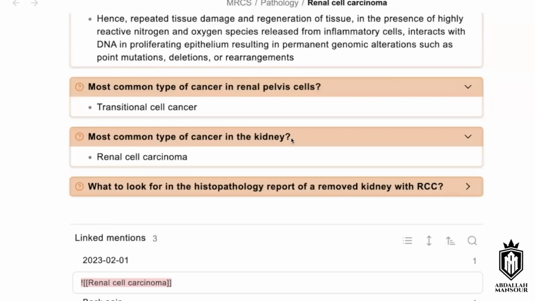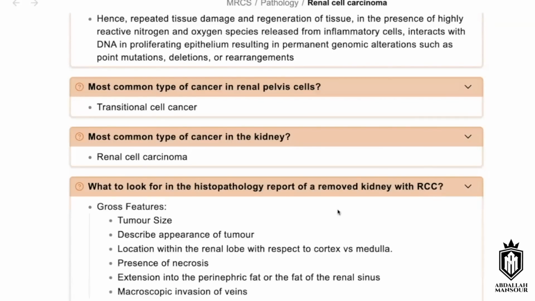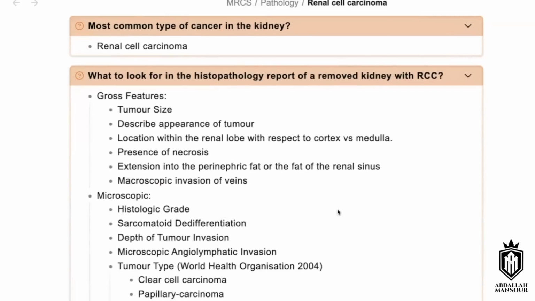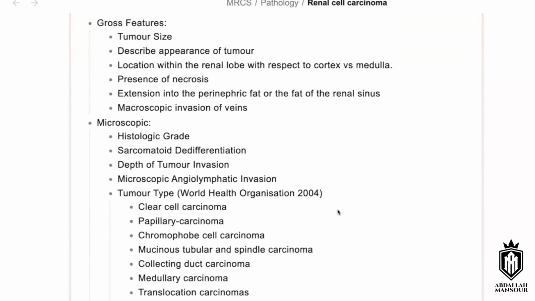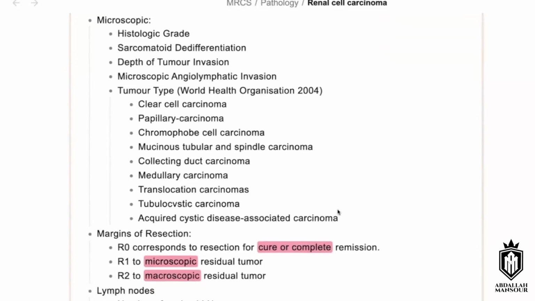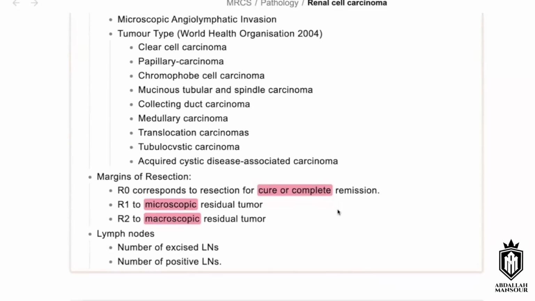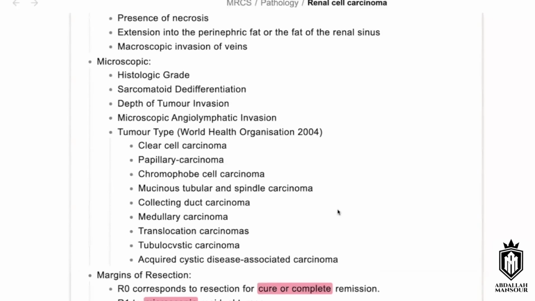I like the fact that you classified it. So you want to look at the gross picture and the microscopic picture. You want to look at the tumor size, the appearance of the tumor, presence of ulceration, presence of necrosis, and the location of the tumor, whether it's the cortex or the medulla, and also the invasion of the surrounding structures. Microscopically, you want to look at the anaplasia, the differentiation, depth of invasion, and whether there is a margin resection as well. You have the surgical margin and also the lymph nodes.